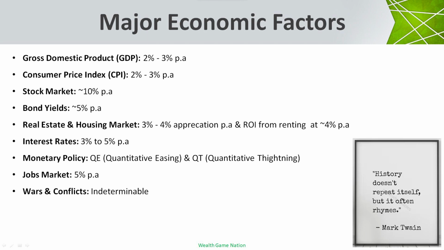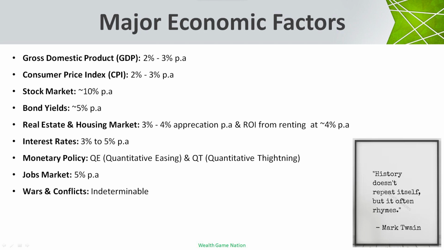Then we have QT, or quantitative tightening, which is the opposite of QE. It involves reducing the money supply and increasing interest rates by selling financial assets. This is done to control inflation and prevent an overheated economy. Central banks may use QT when economic conditions improve and there is need to unwind the stimulus measures implemented during periods of economic downturn.